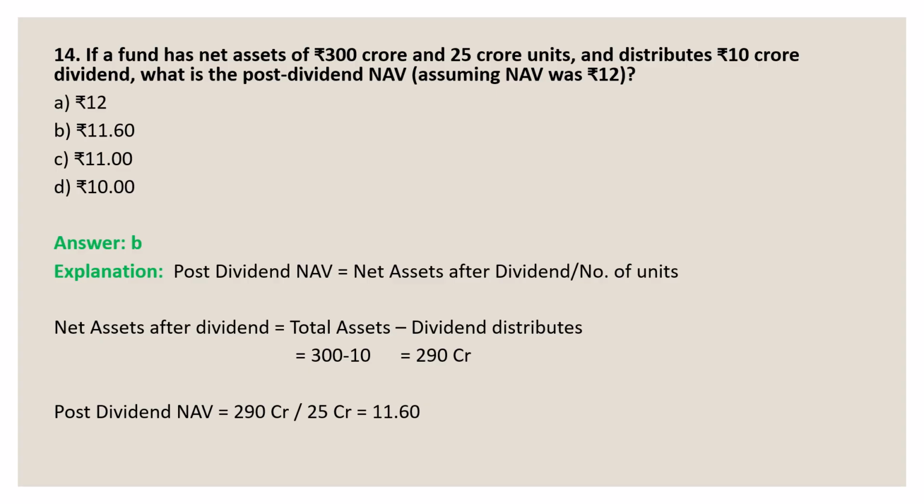The post-dividend NAV formula is net assets after dividend divided by number of units. First, we need to calculate net assets after dividend. The formula is total assets minus dividend distributed. Total assets is 300 crore and dividend distributed is 10 crore. So, it is 290 crore of the net assets after dividend. Then, substitute these values in the formula of post-dividend NAV. Net assets after dividend is 290 crore divided by number of units 25 crore, equal to 11.60, which is the NAV.